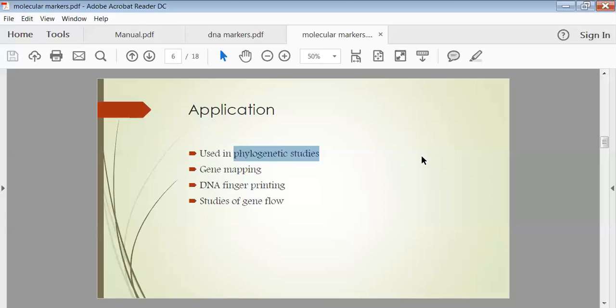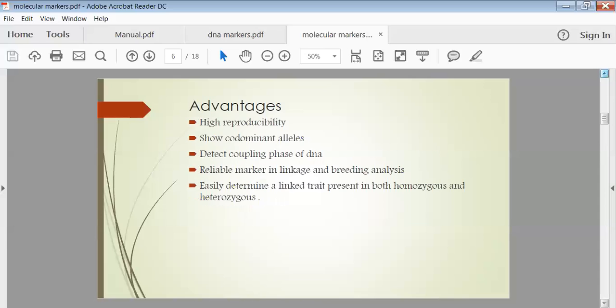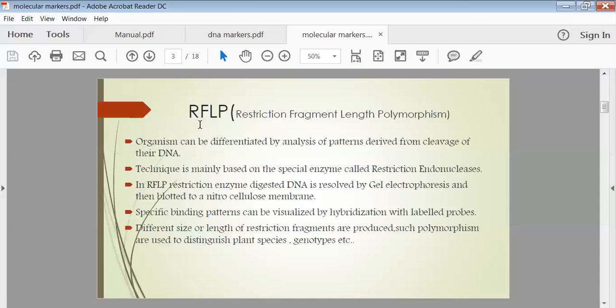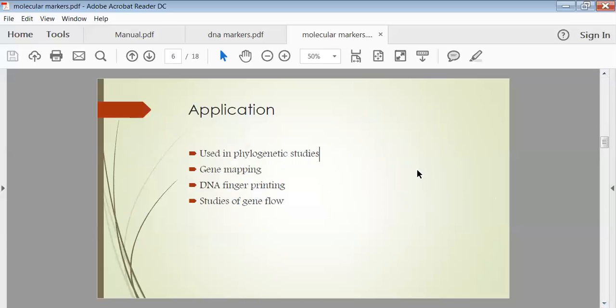And DNA fingerprinting is also a very important thing. DNA fingerprinting means the detection of polymorphism and studies of gene flow. Gene flow means how a gene is inherited from one generation to the next generation. This is called gene flow, a very important point. So this is the application part of RFLP. Once again I repeat, RFLP is a very important thing because there are lots of applications: phylogenetic studies, DNA fingerprints, studies of gene flow, gene mapping.